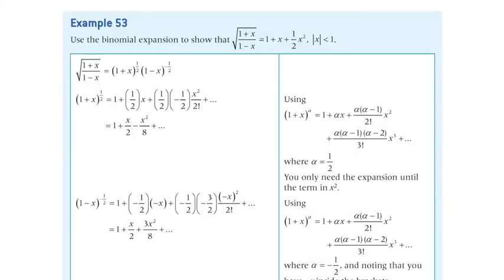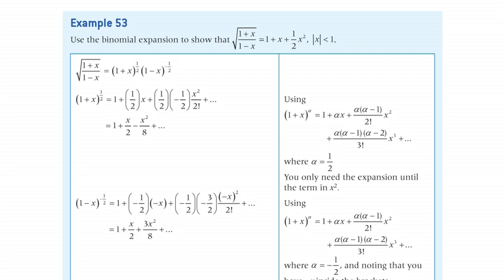You are asked to use the binomial expansion to find an approximate polynomial expression for root (1 plus x) divided by (1 minus x), given that the absolute value of x is less than 1. The first step is to write the expression as a product. Root (1 plus x) divided by (1 minus x) equals (1 plus x) to the half multiplied by (1 minus x) to the negative a half.